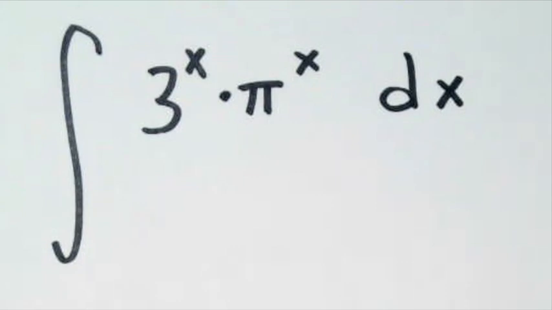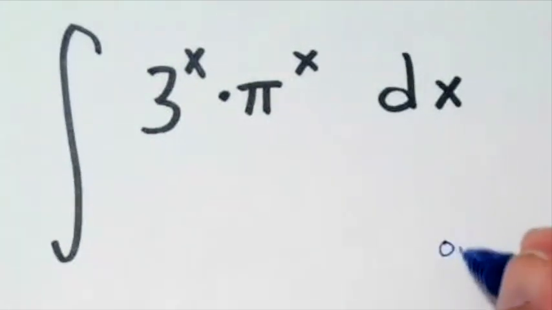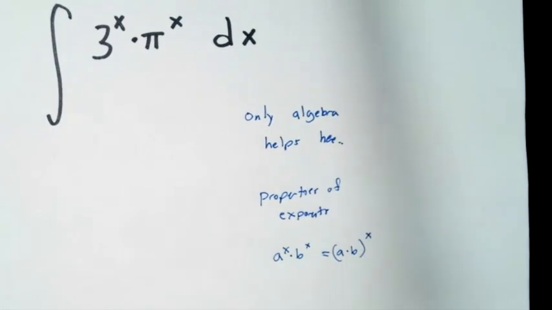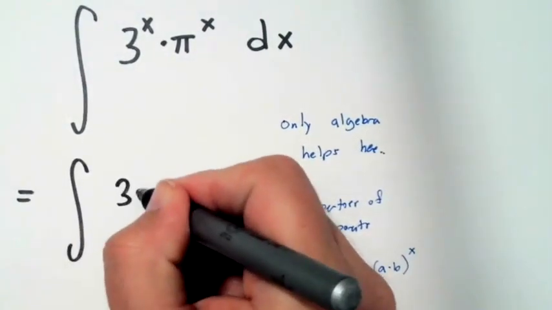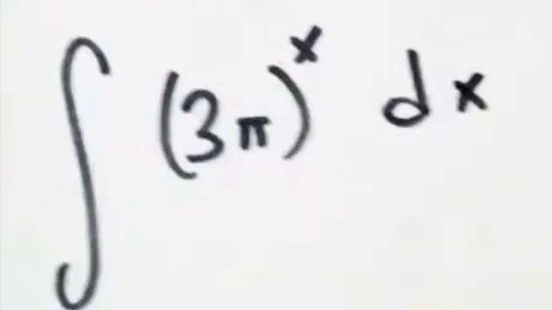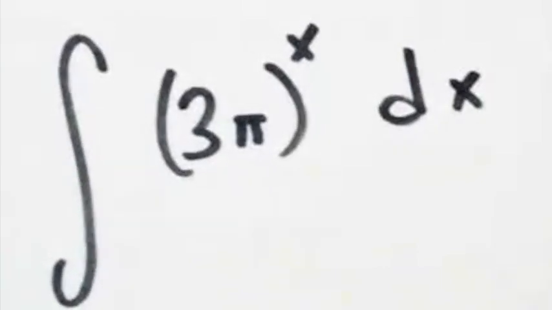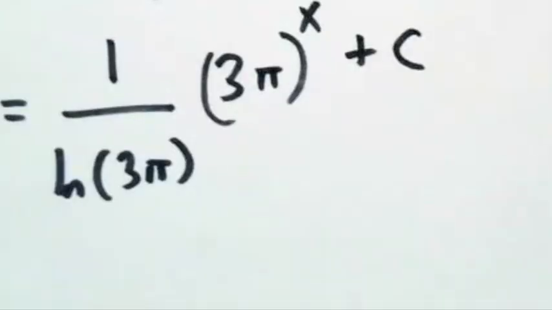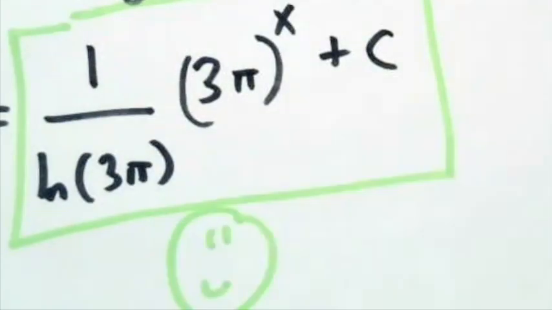In our first example, let's look at the indefinite integral of 3 to the x times pi to the x. Using laws of exponents, we can rewrite this as the indefinite integral of quantity 3 pi raised to the x. Now this fits the pattern of the basic rule for b raised to the x with b equals 3 pi. The final answer is 1 over natural log of 3 pi times 3 pi raised to the x plus c.